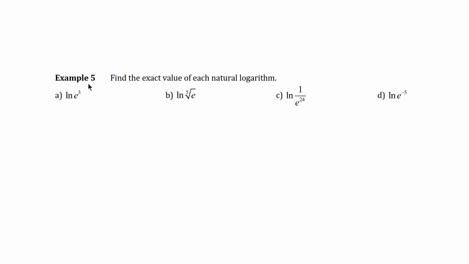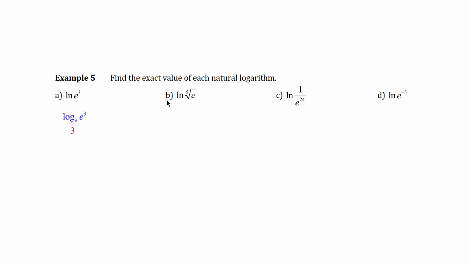Next, we have example number 5. Find the exact value of each natural logarithm. For part A, we have natural log of e to the third power. What we need to do here is rewrite this as a logarithm with a base of e. We get log base e of e cubed. To simplify this, we use property number 2, which gives us the exact value of 3.